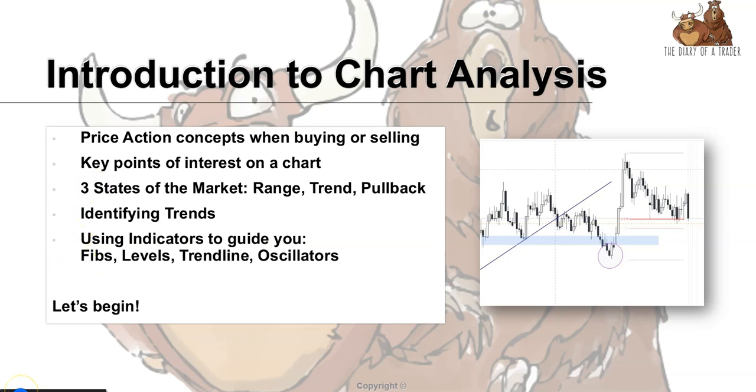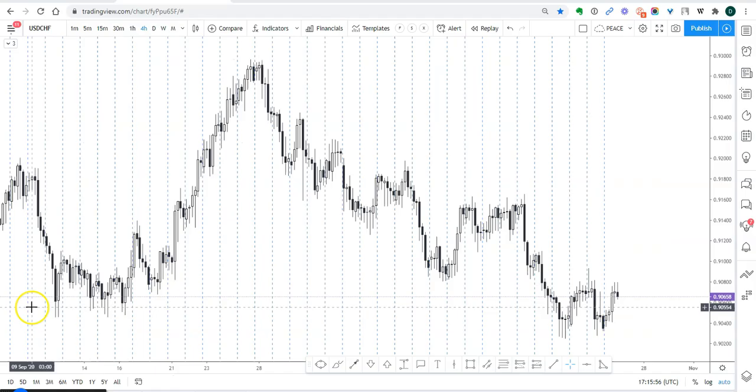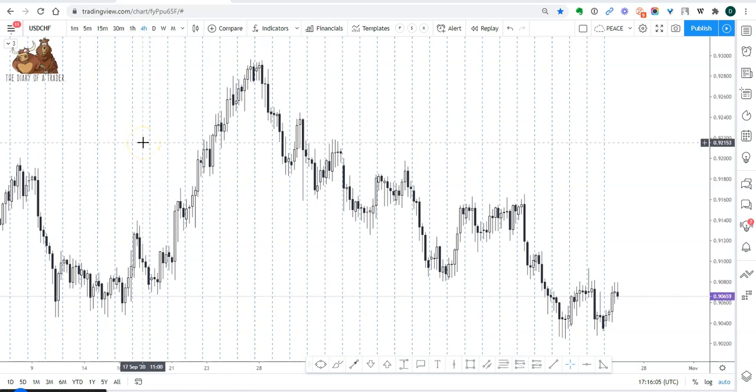Okay, so let's begin by looking at an example chart. We'll start fresh and we'll go over all of these points. So today we have this example of the dollar Swiss on the 4-hour chart. Now, when we start to look at analysis, we take into account everything that we see in terms of price action. And price action means how the price moves in the market relative to where it was before, relative to the history, and also relative to the structure of the market.